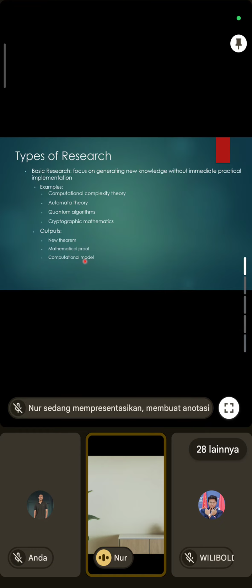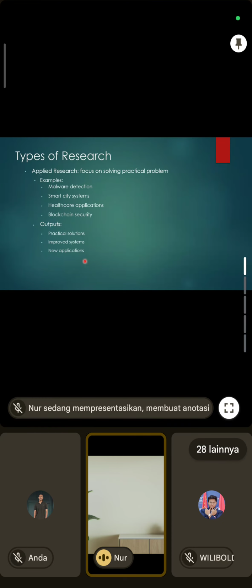The second one is applied research. I believe that most of your capstone projects will be on this type of research. In this research, we focus on solving practical problems. Solving the practical problem.